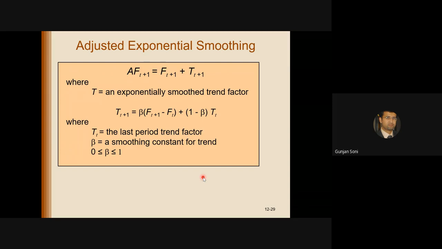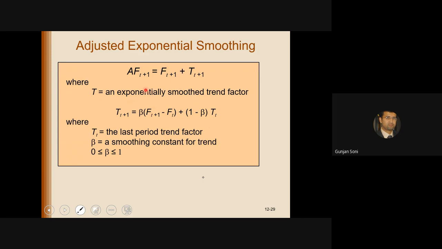So adjusted exponential smoothing, AF t. There are two things happening here. This is the main formula, like the previous one. You see, in the previous one, it was F(t+1) = alpha D(t) + (1 - alpha) F(t), right? But in this one, first we have to find F(t+1) plus the trend factor, that is T(t+1). And F(t+1) is just like we find for exponential smoothing with alpha, which is already given to you.